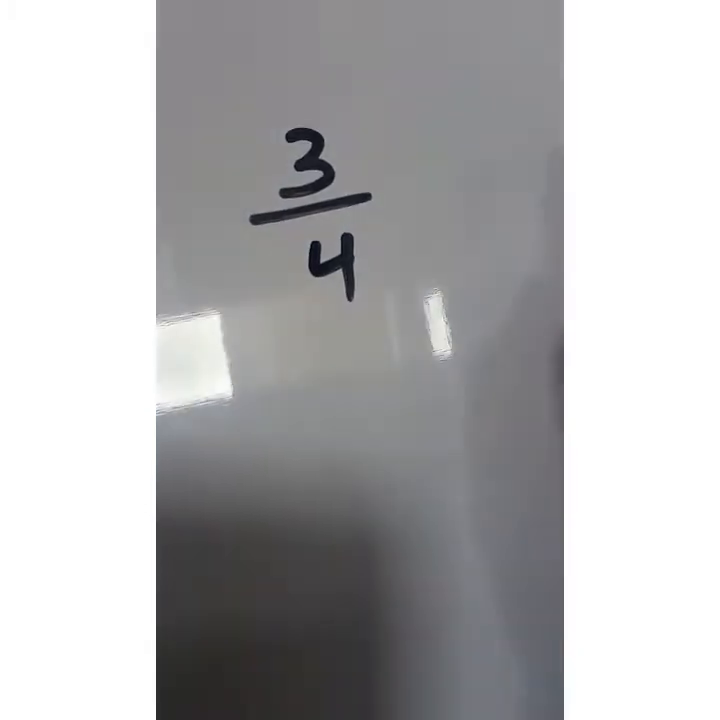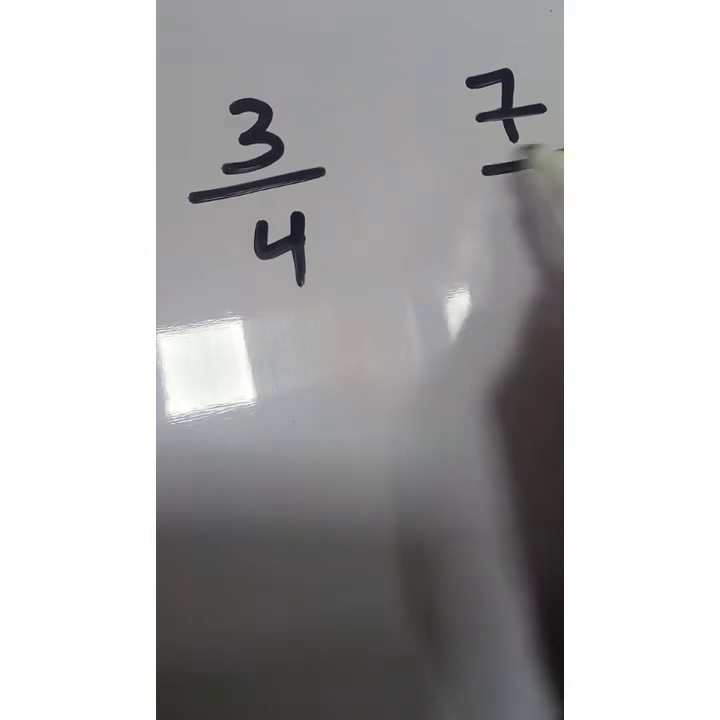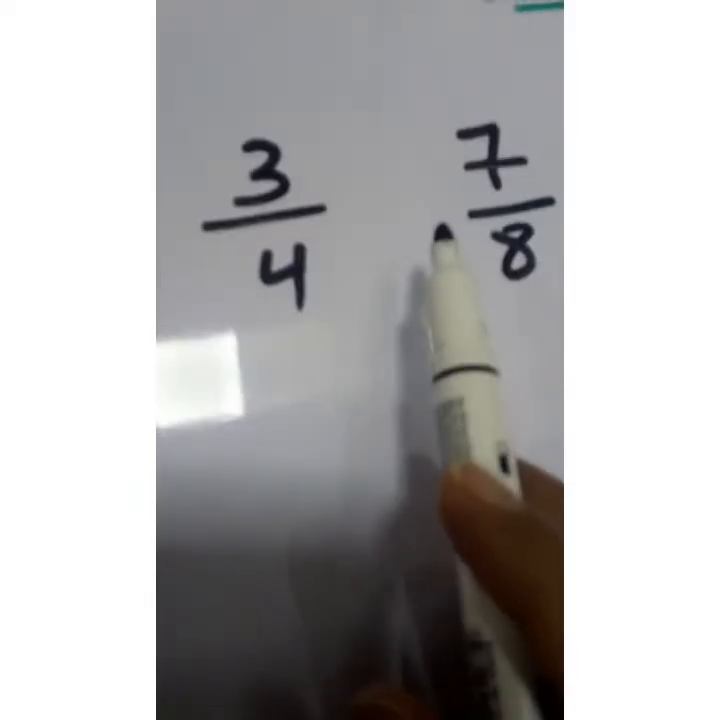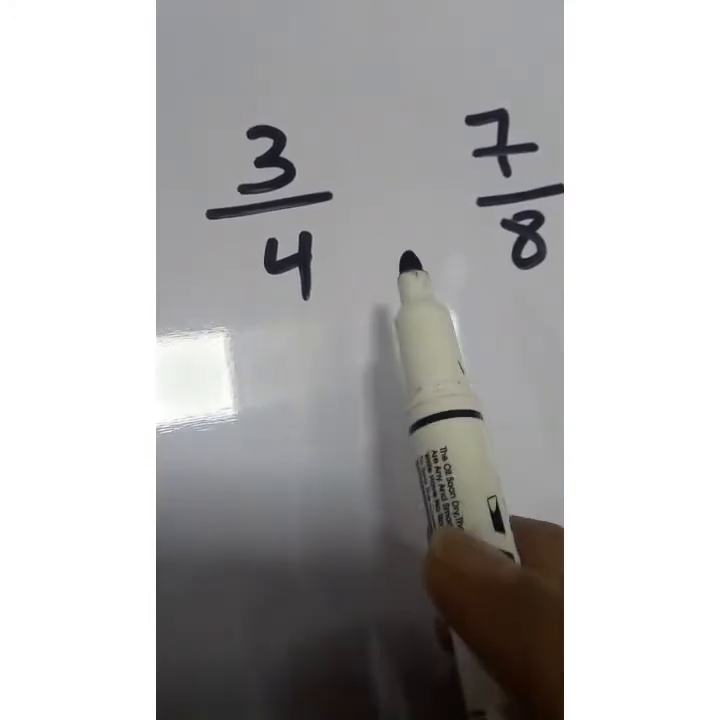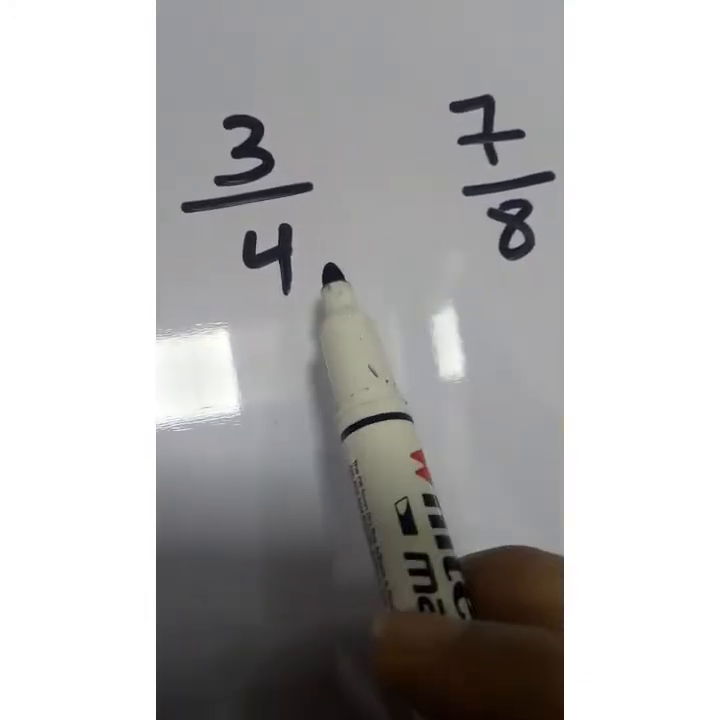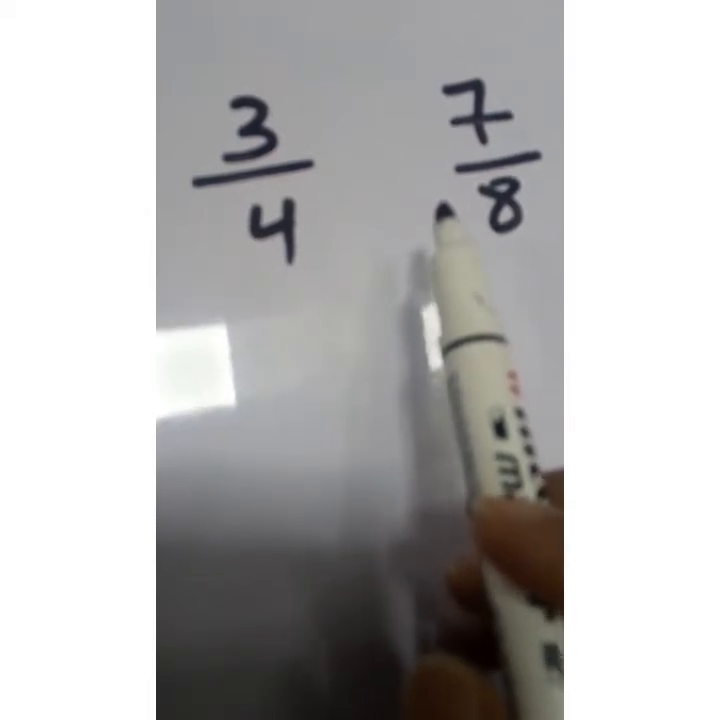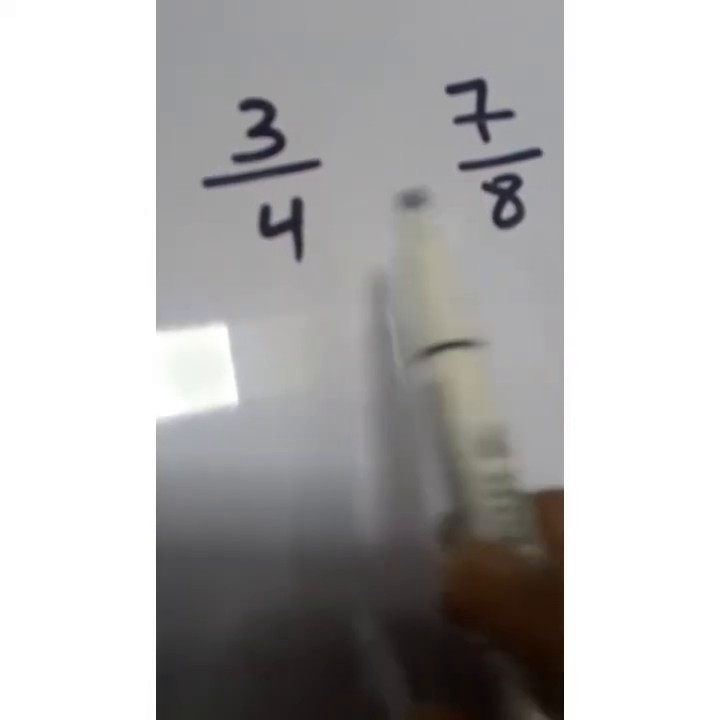Let us now move to fractions having different numerators and also different denominators. For example, 3 by 4 and 7 by 8. When you want to compare these, you have to look for the least common multiple of the denominators, a number that they both have in their multiplication tables.